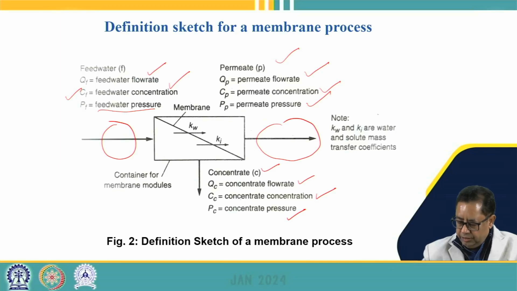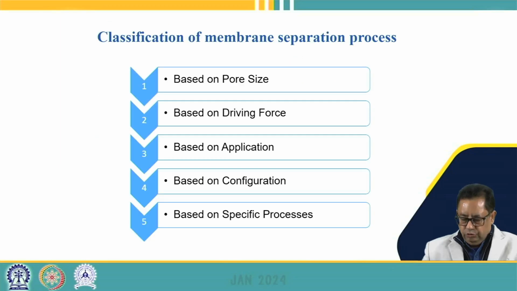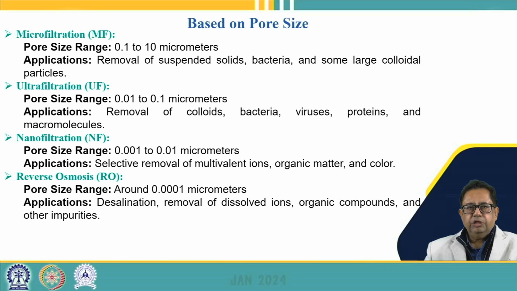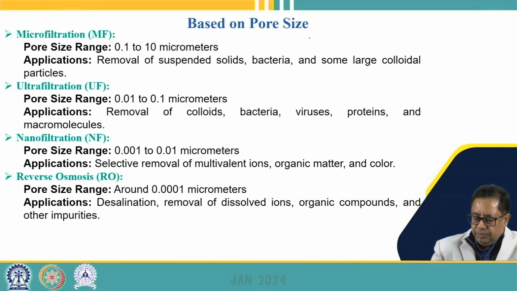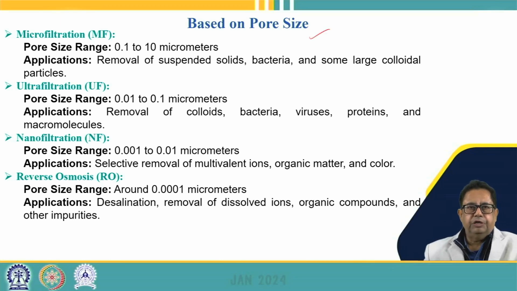And the Kw and Ki you can see here are basically the water and solute mass transfer coefficients through the membrane. We can classify the membrane separation process based upon the pore size, the driving force, the application that we are doing, the configuration of the membrane, and the specific processes. Based on the pore size, we can divide the membrane processes into microfiltration, ultrafiltration, nanofiltration, and reverse osmosis.